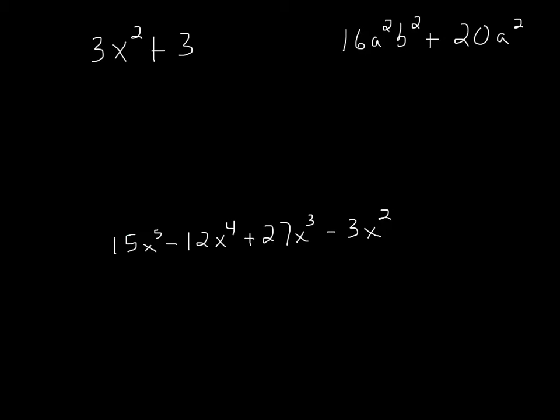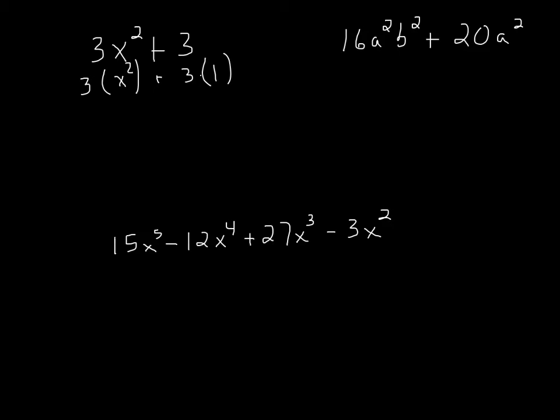So if you look at the two terms in the first one here, we have a 3x squared and we have a 3. So obviously the thing that's in common is going to be a 3. In the first term it's 3 times x squared, and in the second term it's just 3 times 1. Now that's the tricky part right there. A lot of people forget that this is actually times 1, and they forget to put in that little plus 1 at the end. So don't forget that.